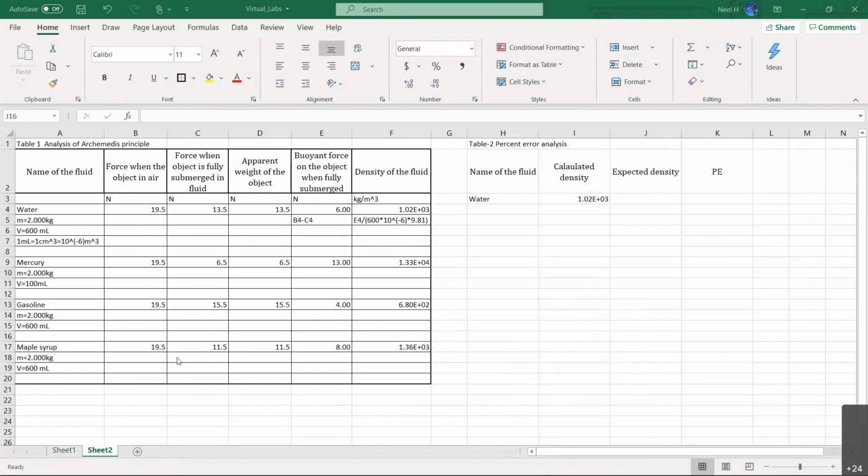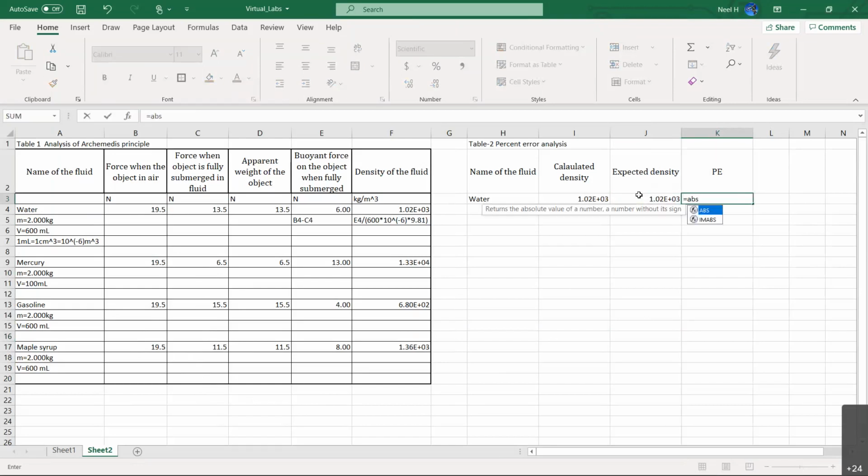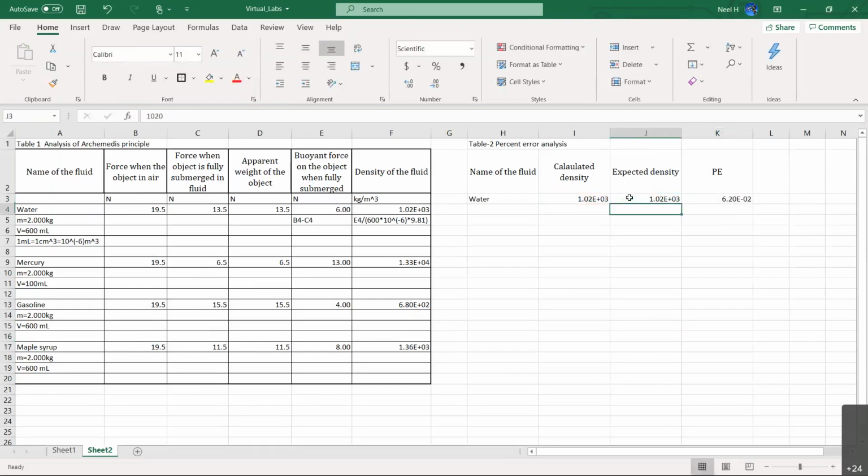Yeah, gasoline and maple syrup, you will get huge percentage error because we don't know what numbers the simulator is actually using. That's okay. So the expected value for water is 1020. Okay. And the percentage error, how you do that: equal sign, absolute value, ABS, parentheses, expected value minus the calculated value, divide by expected value, everything multiply by 100. Okay, that's the percentage error.